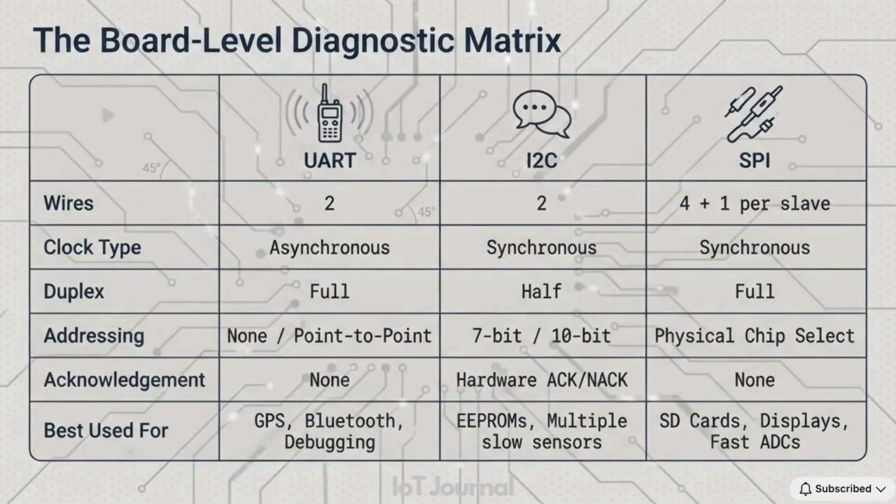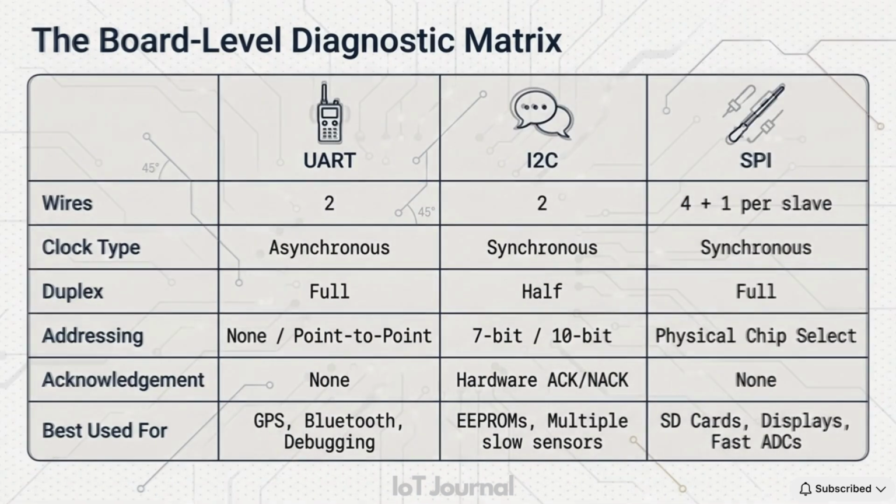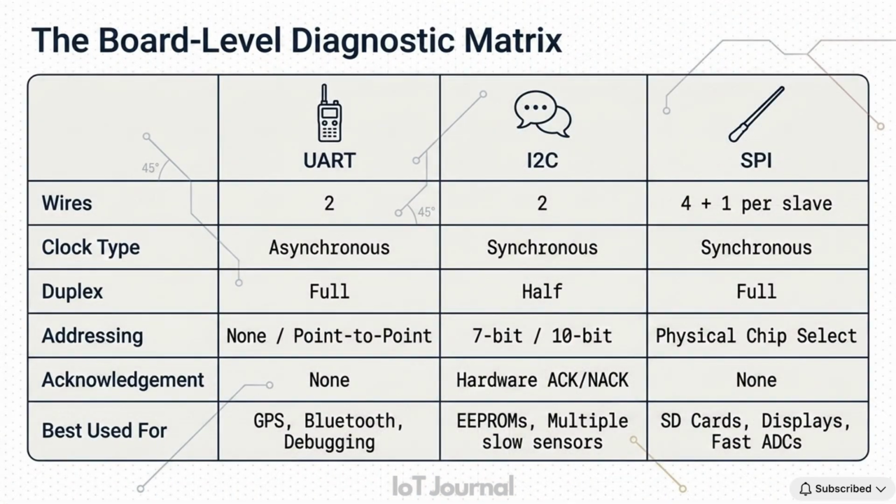To quickly recap our core onboard protocols: UART, 2 wires, asynchronous, full-duplex, point-to-point, best for GPS modules, Bluetooth, and serial debugging. I2C, 2 wires, synchronous, half-duplex, addressable, best for daisy-chaining multiple low-speed sensors. SPI, 4 wires plus 1 per peripheral, synchronous, full-duplex, best for SD cards, displays, and high-speed ADCs.